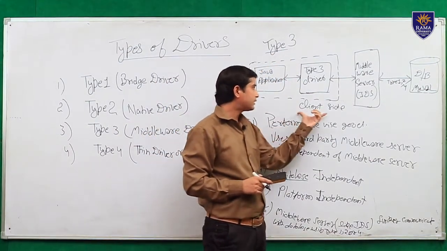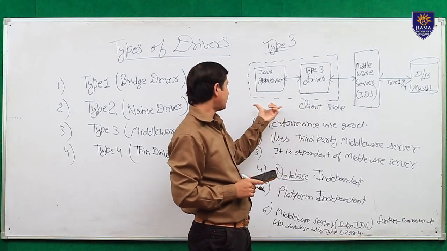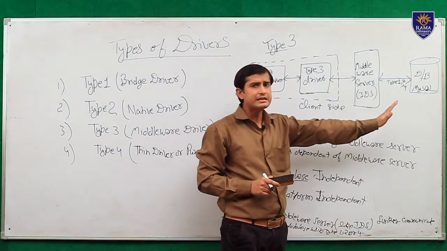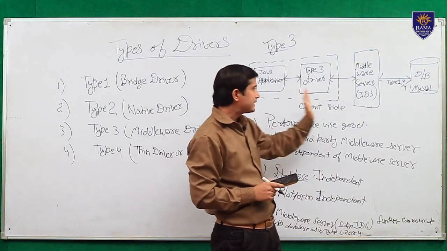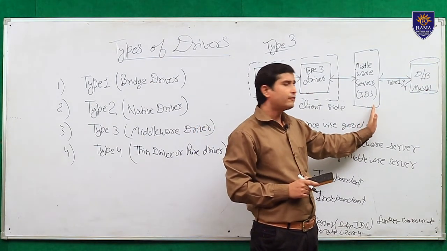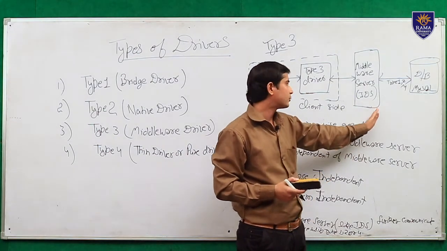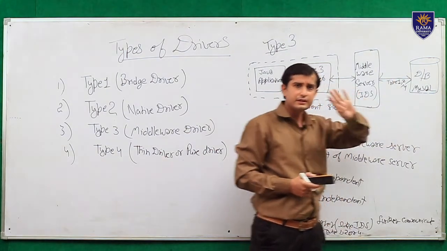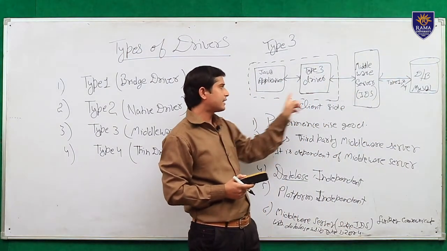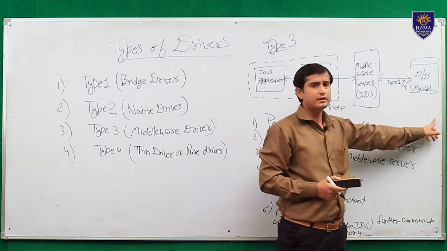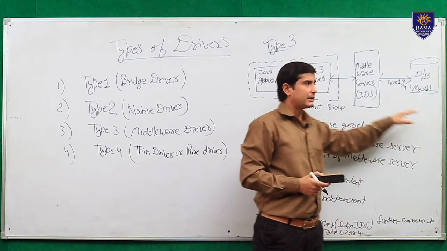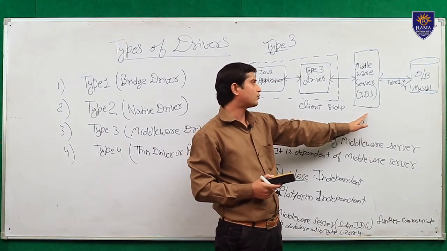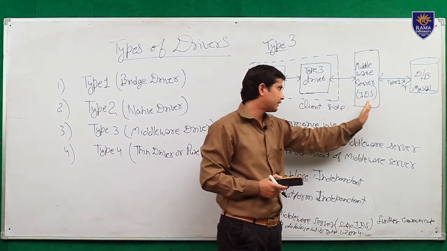Now the architecture of the type 3 driver. Here you can see that at the client side two things are required: your Java application and your driver. It is a 3-tier architecture. The first tier is the client side, the second tier is the middleware server, which is mostly a third party, and the third tier is the database. In this, a third party or middleware server is required, mostly an IDS server, an internet server.